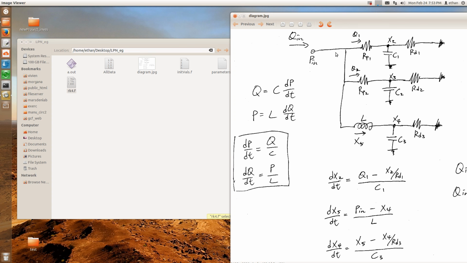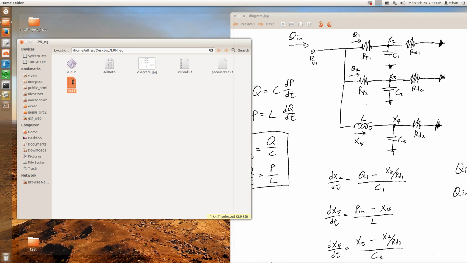Now, that was a 0D model only. If you want to use this in a multiscale simulation, it's very simple. You can put a three-dimensional model in the circuit, and you could couple the pressure and the flow that you calculated using the lumped parameter network into your 3D model and be able to run a multi-scale simulation.